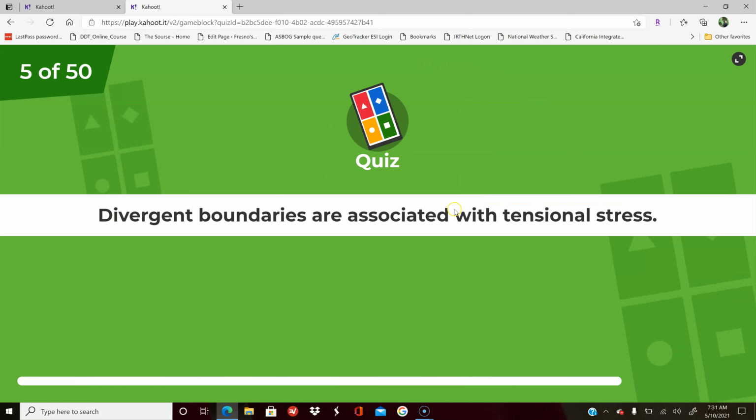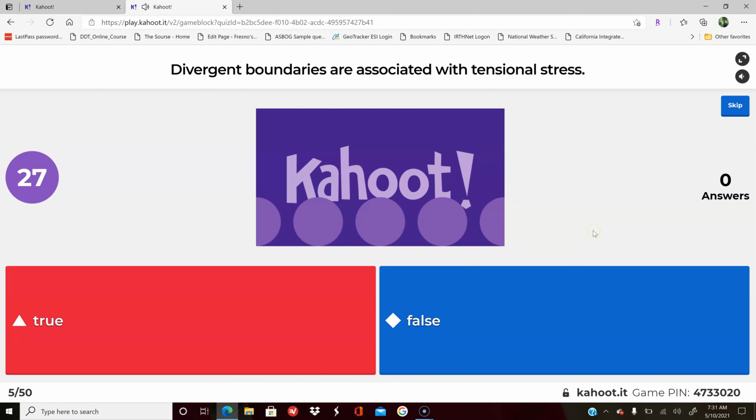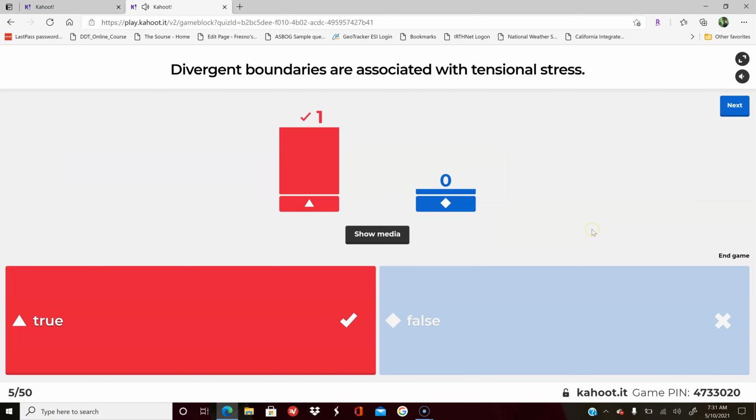Divergent boundaries are associated with tensional stress. This would be true. So divergent plate boundaries are associated with tension, so pull apart, hence the term divergent. Convergent boundaries are driven by compression stress, and transform plate boundaries, where they slide past each other, are driven by shear stress.